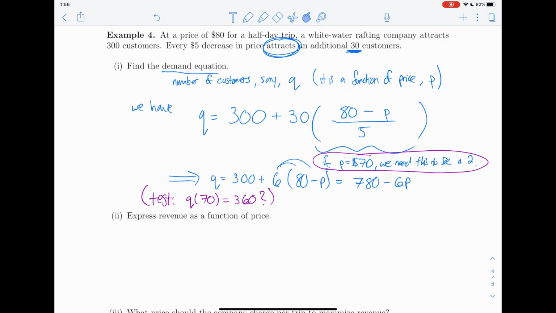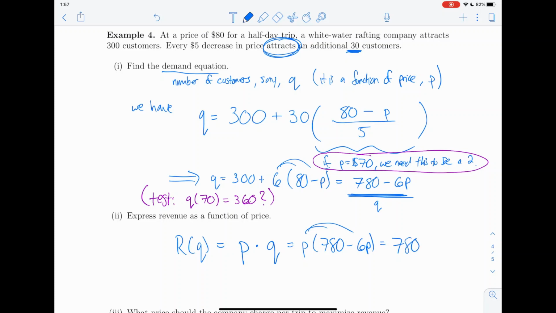Now that we have a demand equation, the question is, what is the revenue that this company has? Well, remember, the demand equation is the number of customers. So the revenue is, of course, going to be the price of each ticket times the number of people buying the ticket. But Q has that representation. That's Q. So revenue is P times 780 minus 6P, which if I distribute the P, I'm getting 780P minus 6P squared. That's my revenue.